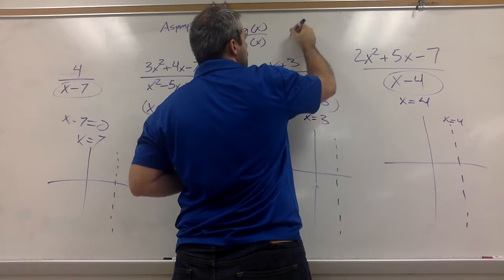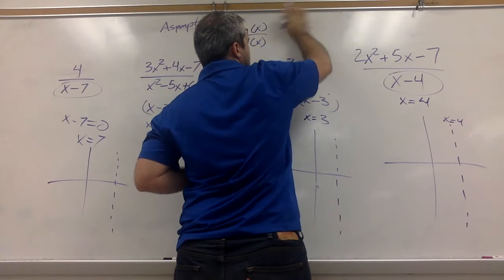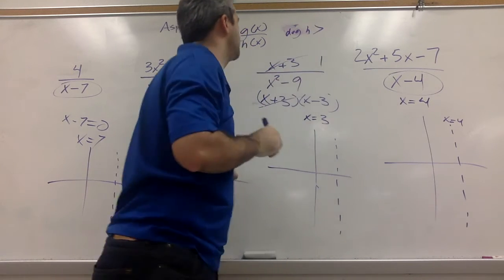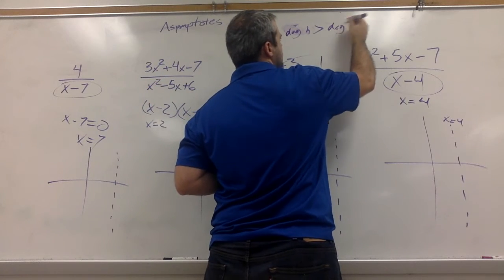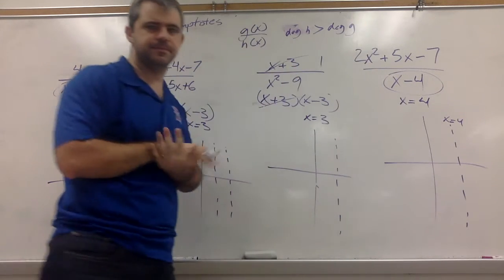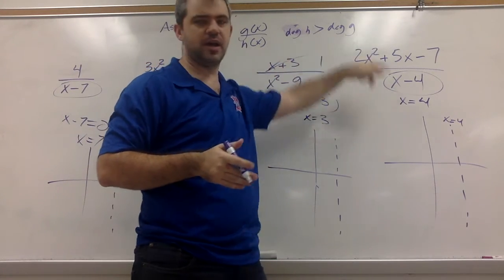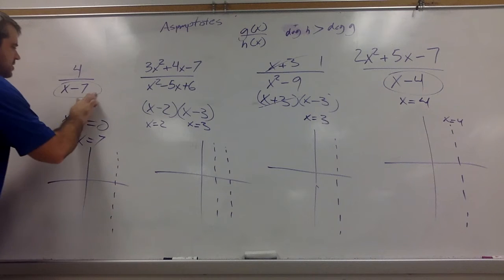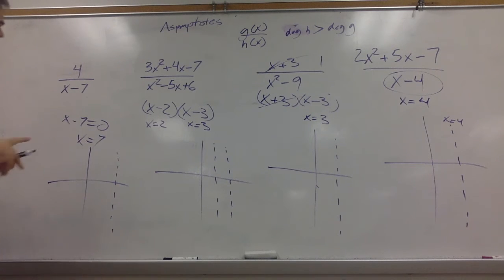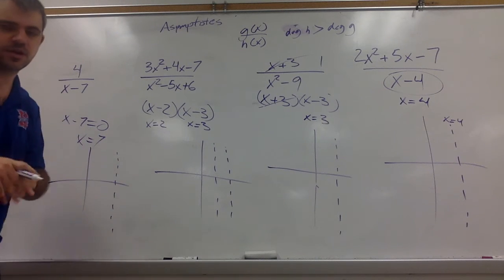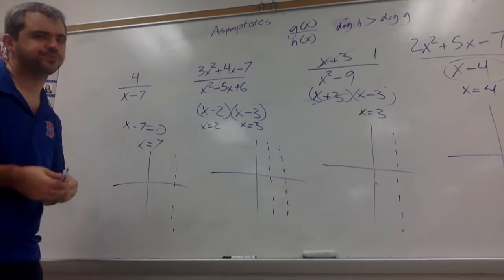Well, the first thing that's going to happen is if the degree of h is bigger than the degree of g. So let's see what happens when our degree of h is bigger than our degree of g. So here's an example over here. This guy right here is a degree 1 polynomial, and this is a degree 0 polynomial. So this guy has a bigger degree than this. So let's see what's going to happen here.